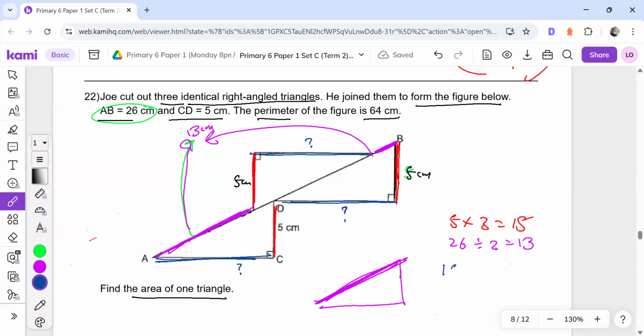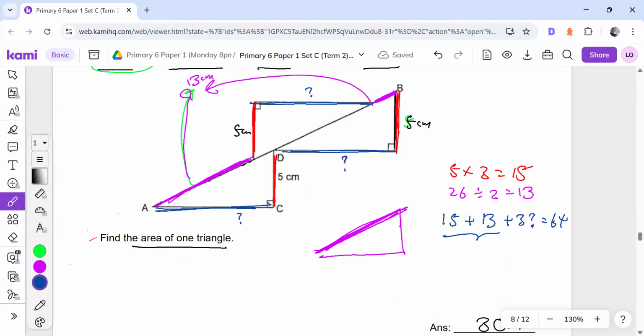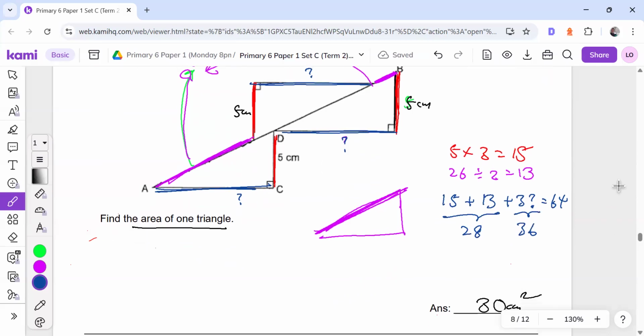You take the red lines, 15, plus the purple line, which is 13, plus the 3 question marks. Let's put down 3 question marks, and that will be equal to the perimeter, 64. 15 plus 13 is 28. Then what is 3 question marks? You take 64 minus 28, you get 36. If 3 question marks is 36, then 1 question mark must be 36 divided by 3. So the base is 12 cm. Are you clear so far? The base is 12 cm.